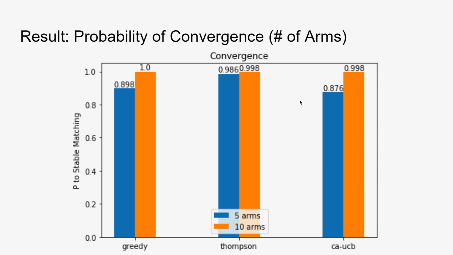So now let's fix the setting to arbitrary on both sides. As we increase the number of arms from 5 to 10, all algorithms performed better, with a probability rounded to 1.0. Worth noting that CAUCB improved about 12% in terms of reliability.